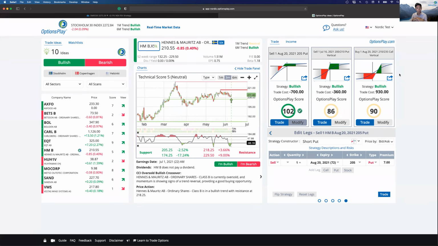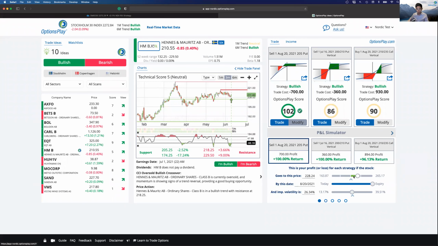each strategy has its benefits, right? A short put will be able to collect the most amount of premium if the stock doesn't move, but it has a lot of downside risk, right? So if the stock was to decline substantially, the short put has the most risk, but it also has the most potential return if the stock just stays where it is.